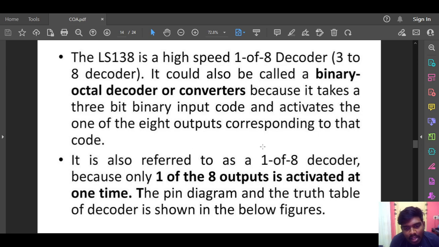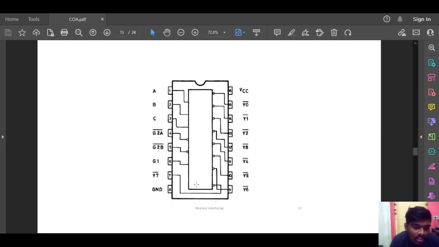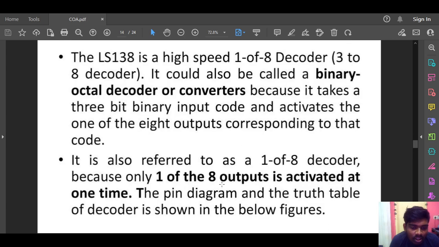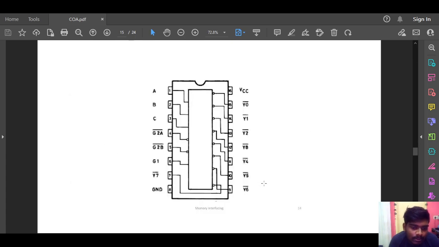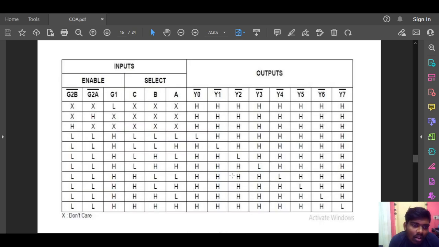It is referred to as a 1 of 8 decoder because only one of the 8 outputs is activated at one time. The pin diagram and the truth table of the decoder are shown below, and this is the pin diagram of the 1 of 8 decoder. And now this is the truth table. X is the don't care condition, where inputs are enable, select, and outputs.